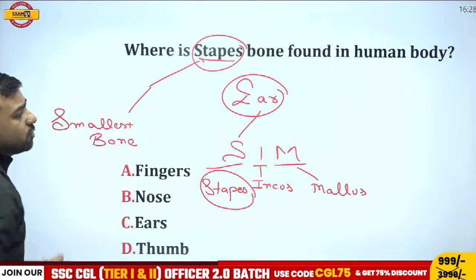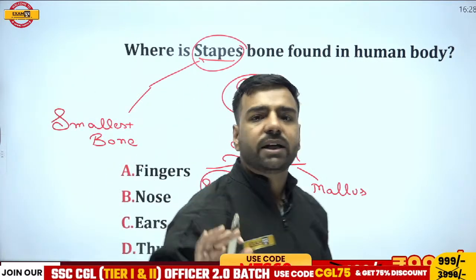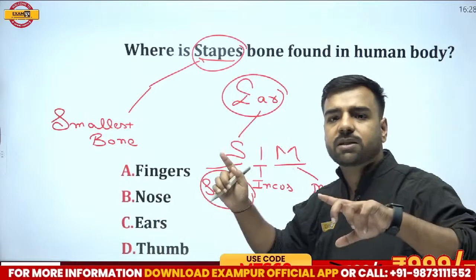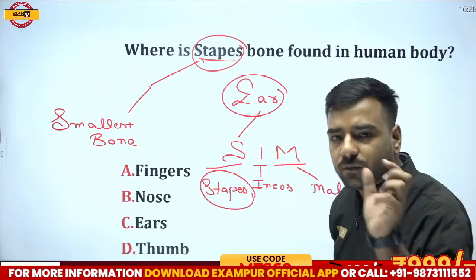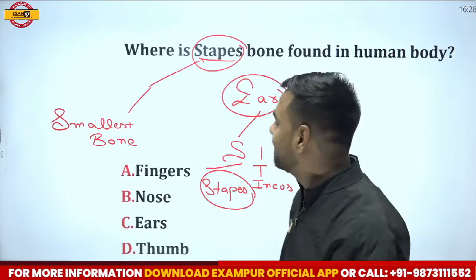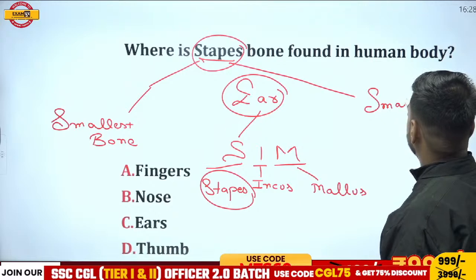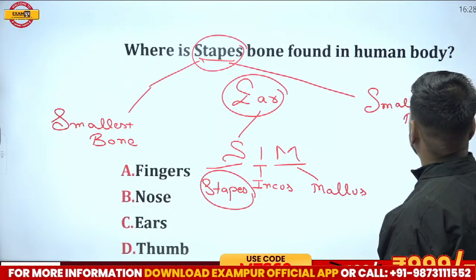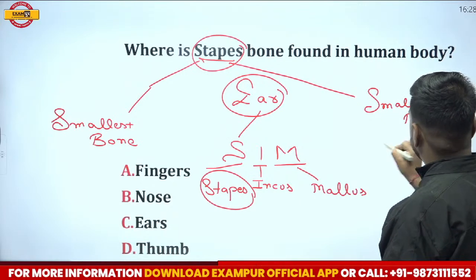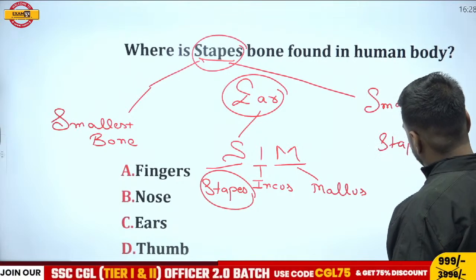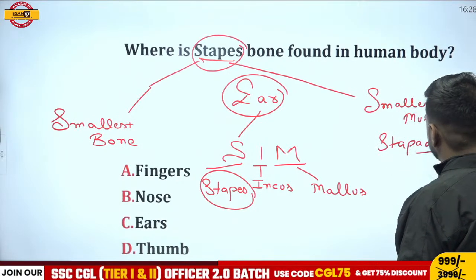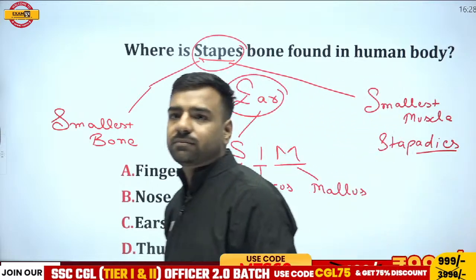But if someone asks you about the smallest muscle, how are you going to relate it? I have already given that trick. If I talk about the muscle, from the name itself you can relate it. You have to just apply ADS over there. If I talk about the smallest muscle, that is actually the stapedius. We have just put ADS over there.